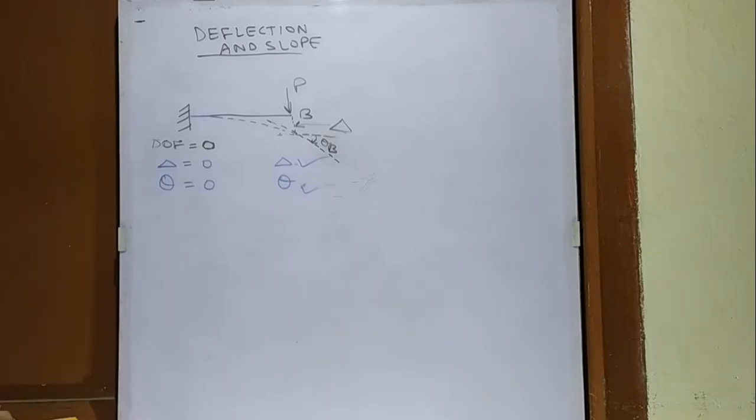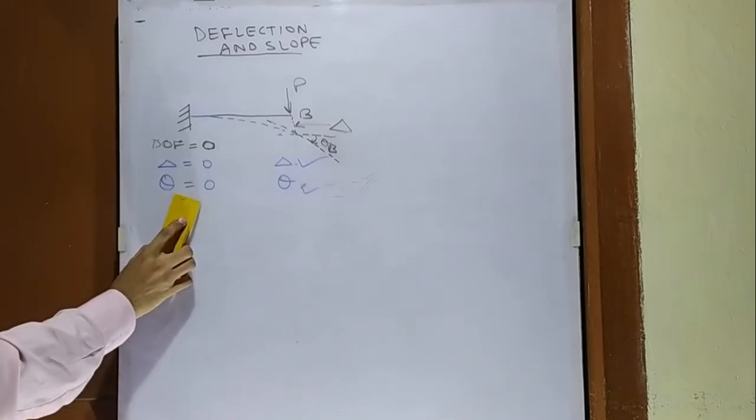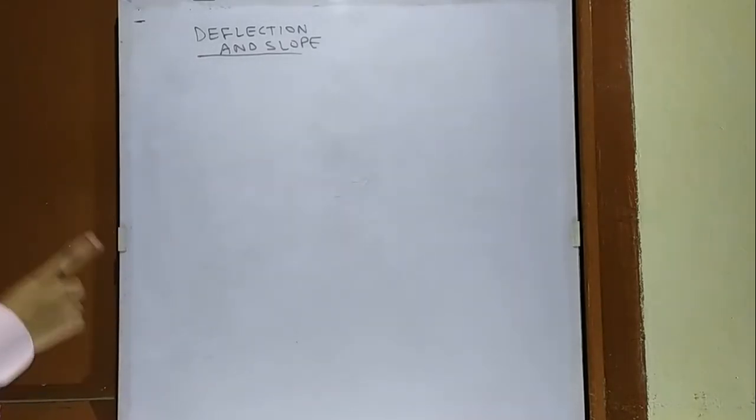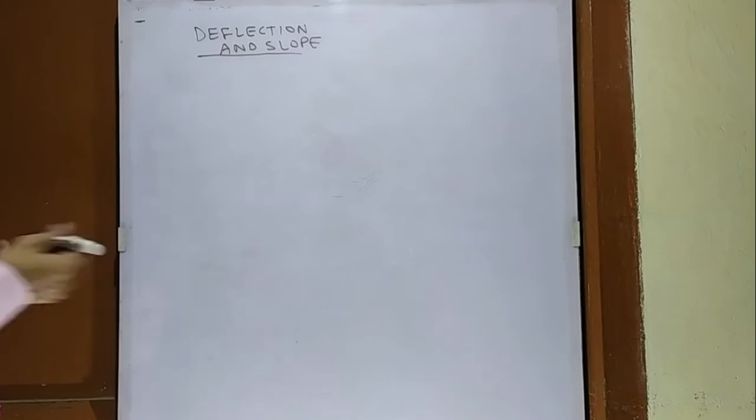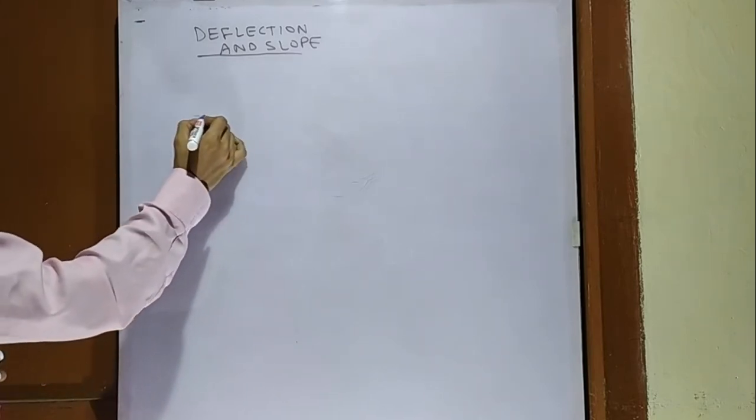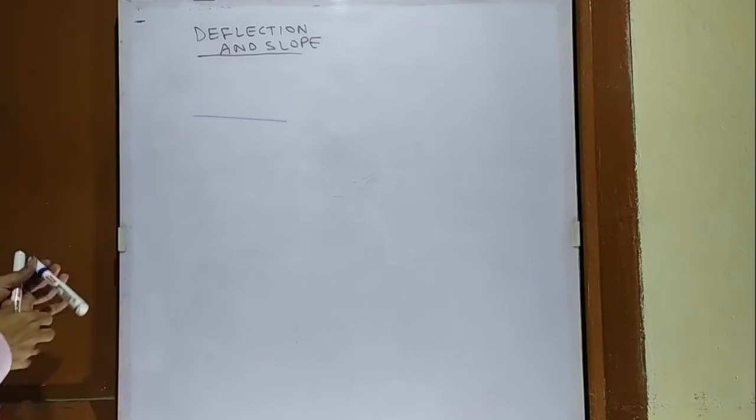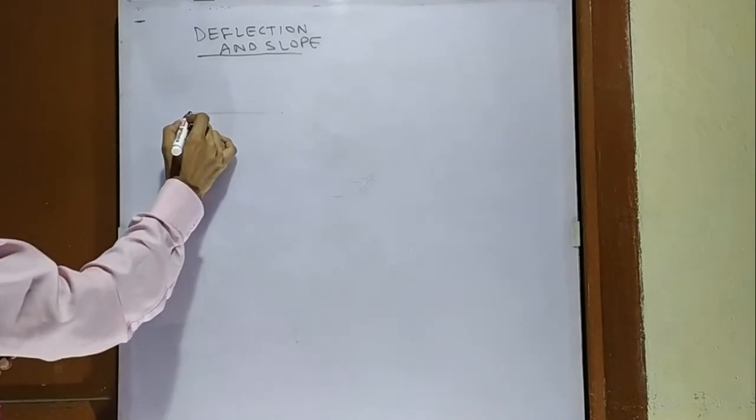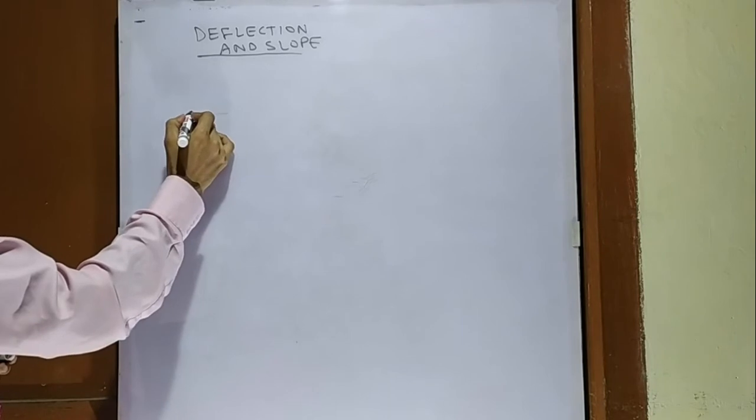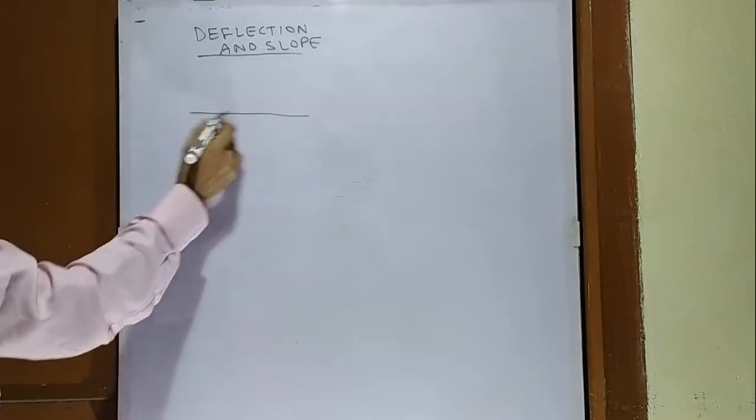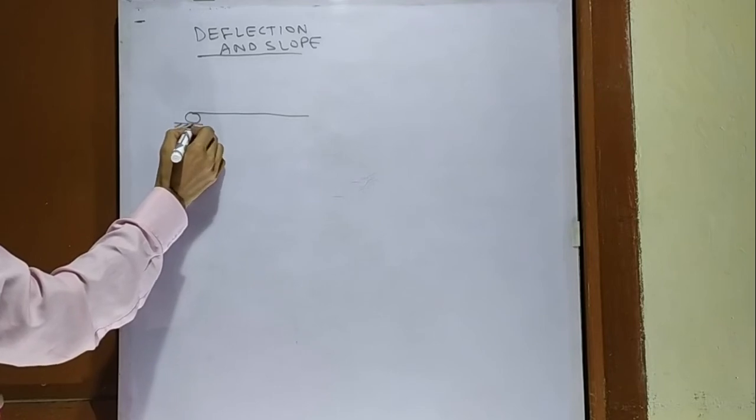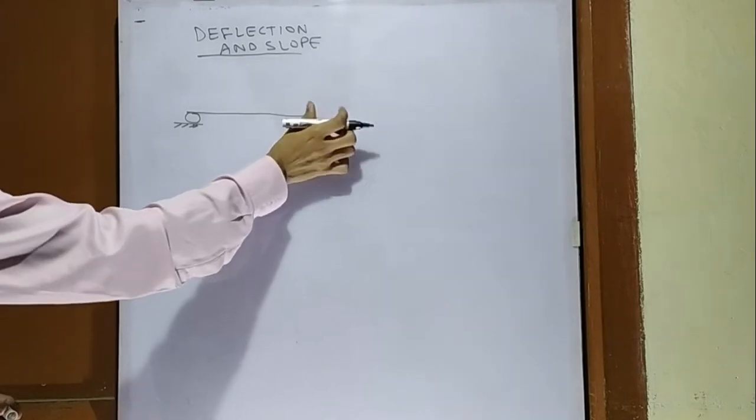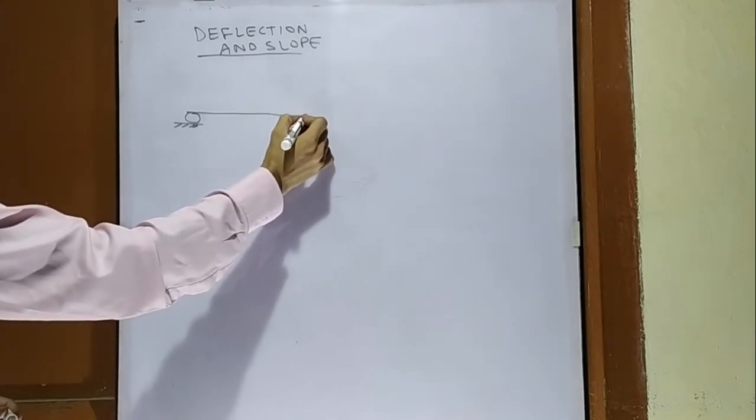Now we will take a look at our next support, which is roller support, because pin support we have already discussed in our first example. So we will take an example of our last type of support, which is roller support. This is our roller and this is our beam. Let us assume that the other joint of the beam is pin support.